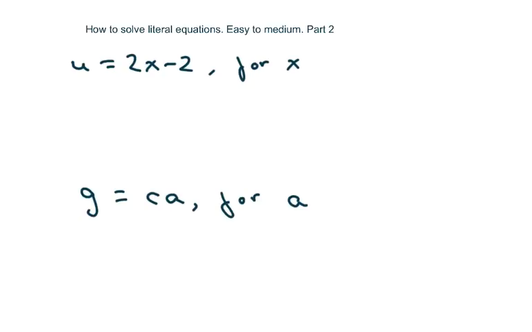Hi everyone, this is just extra practice for what we did in a previous video for part 1. This is part 2, and we're solving literal equations for x on this one.